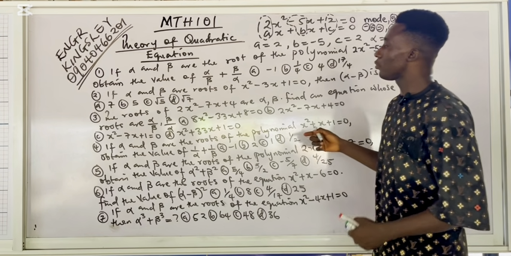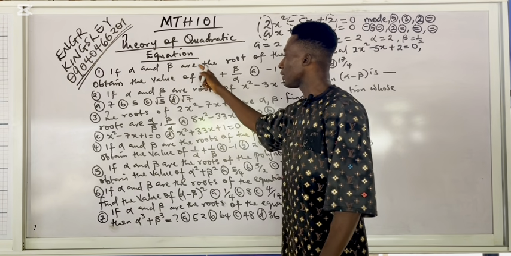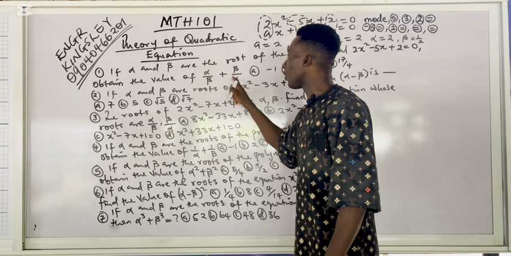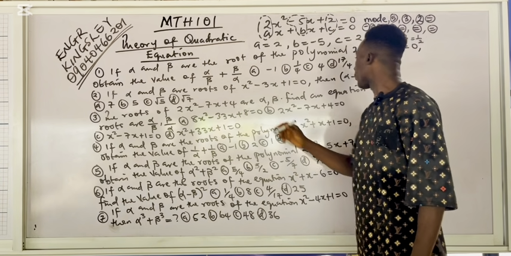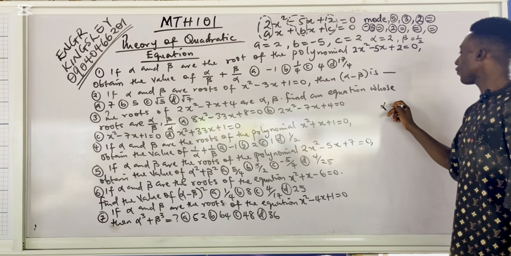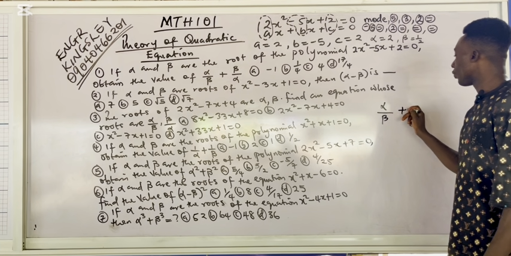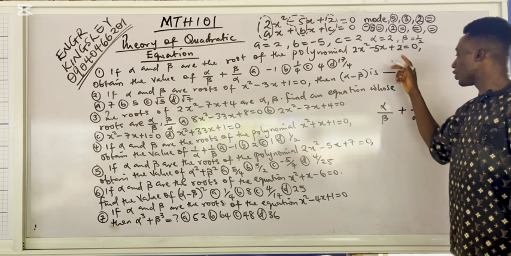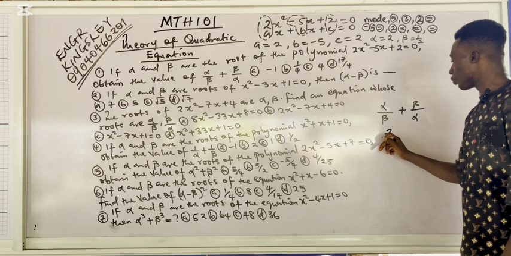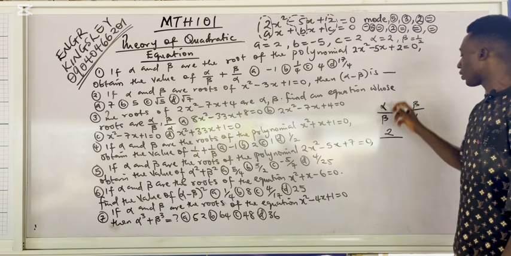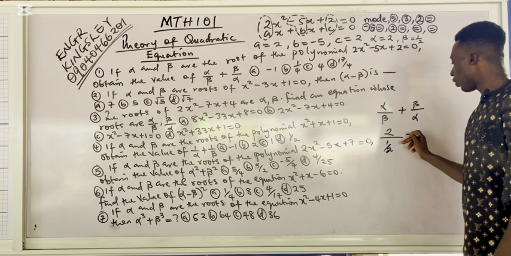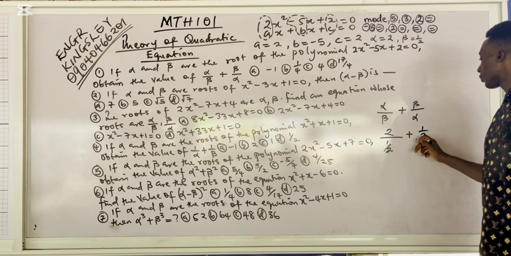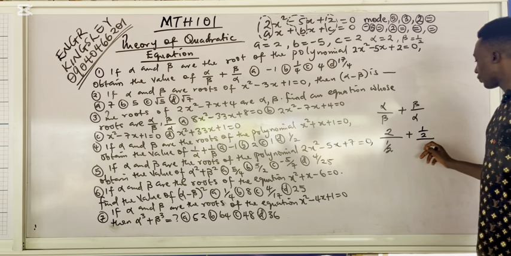So what do they tell us to simplify? They say you should simplify alpha all over beta plus beta all over alpha. Since we know the value of alpha, which is 2, we substitute the value. We have 2 all over the value of beta, which is 1/2, plus beta, which is 1/2, all over alpha, which is 2.